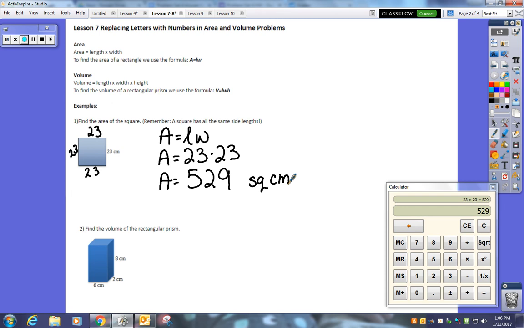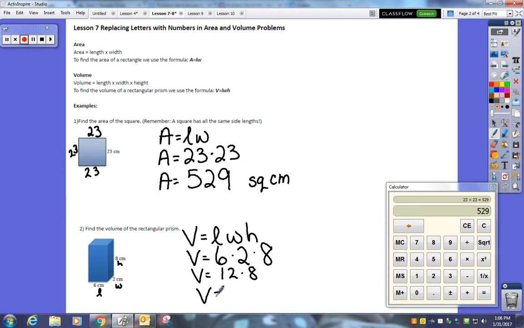So our formula for volume is V equals length times width times height. We are not given the volume here, so we would put V. Our length is 6 times our width is 2 times our height, which is 8. So now you may want to break this down. That's the way I choose to do it. And I would again write that 6 times 2 is 12 times 8. And then 12 times 8 is 96. You can skip over this step right here and just go straight to the answer if you choose.